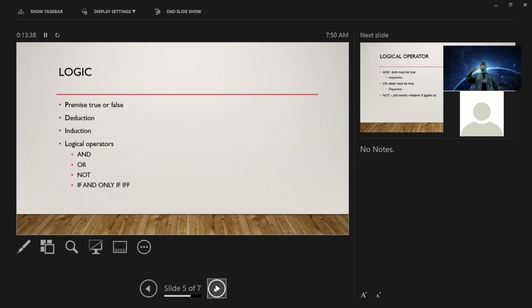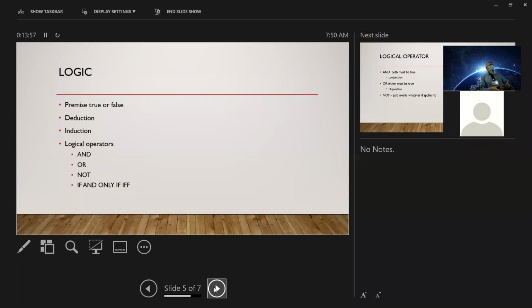A deduction is something that, because this is true, so that's an and. So now we're talking about logical operators. Because this is true, then it follows that that is true. That's a deduction. And it only works if, as I said, the premise is true or false.